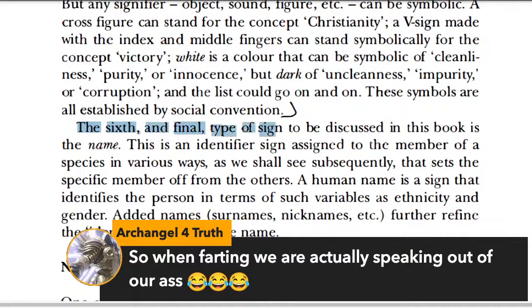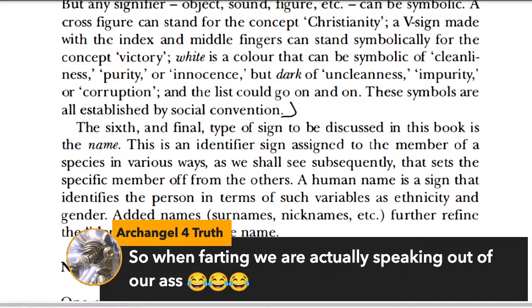The sixth and final type of sign to be discussed in this book is the name. This is an identifier sign assigned to the member of a species in various ways, as we shall see subsequently, that sets the specific member off from the others. A human name is a sign that identifies the person in terms of such variables as ethnicity and gender. Added names, surnames, nicknames, etc., further refine the identity referent of the name.